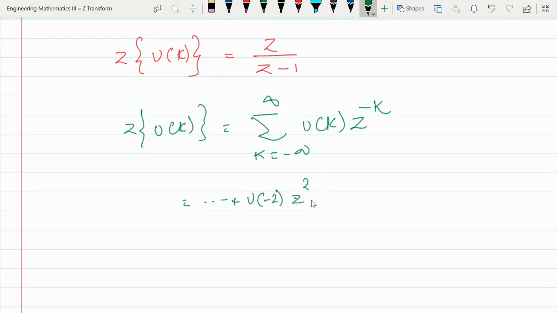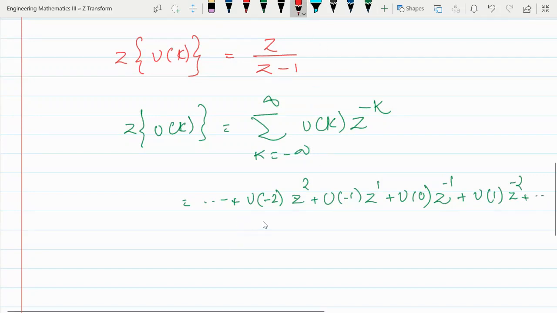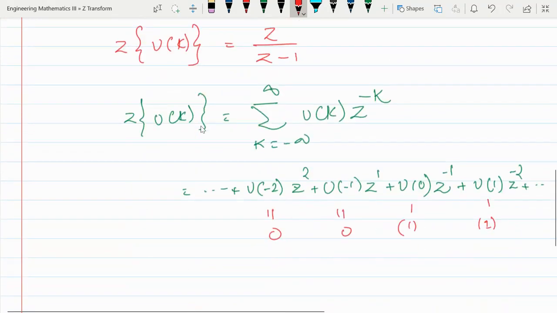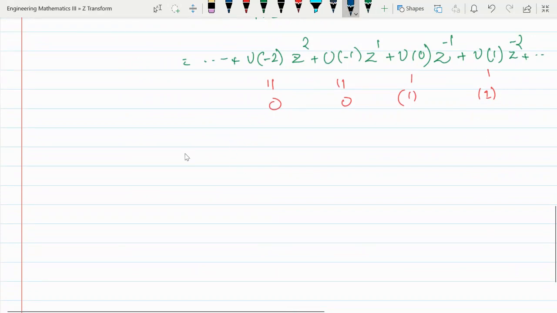Okay, minus minus becomes plus, plus u of minus 1 z raised to plus 1, plus u of 0 z raised to 0, plus u of 1 z raised to minus 1, plus u of 2 z raised to minus 2, plus so on. Okay, and what is happening here, this becomes 0, this also becomes 0, but this is 1, this is also 1, isn't it? Because see, for k greater than 0 the value of the function is 1, for k less than 0 the value of the function is 0, and like this. So up to this point all values become 0.